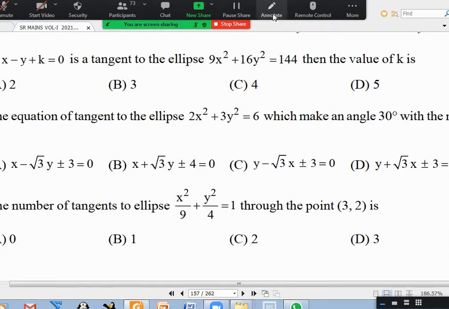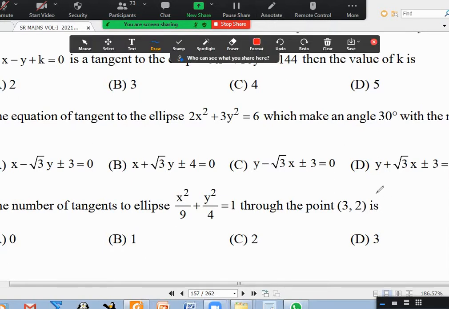In the 60th question, this point is outside the ellipse. Passing through it, there are two tangents. Can anybody tell me what are the equations of those tangents? Sir, y equal to mx plus or minus the square root of 9m square plus 4. The point is x equal to 3 and y equal to 2.